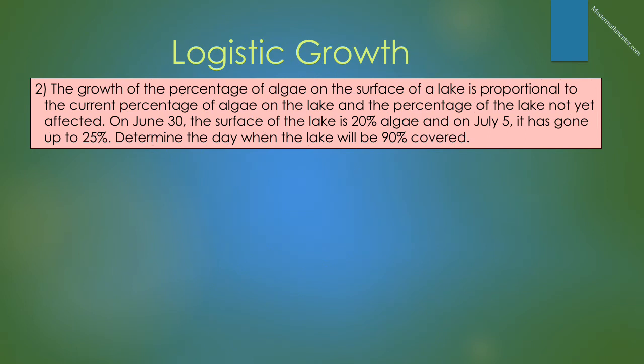Problem 2 reads: the growth of the percentage of algae on the surface of a lake is proportional to the current percentage of algae on the lake and the percentage of the lake not yet affected. On June 30th, the surface of the lake is 20% algae, and on July 15th, it has gone up to 25%. We want to determine the day when the lake will be 90% covered.